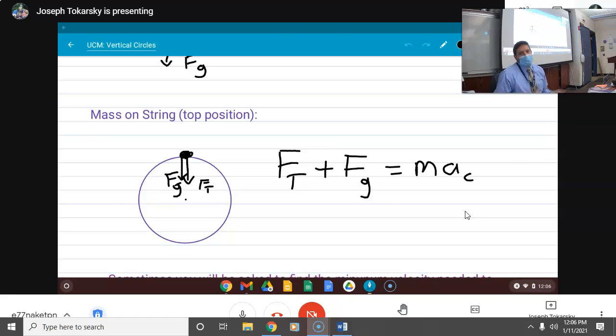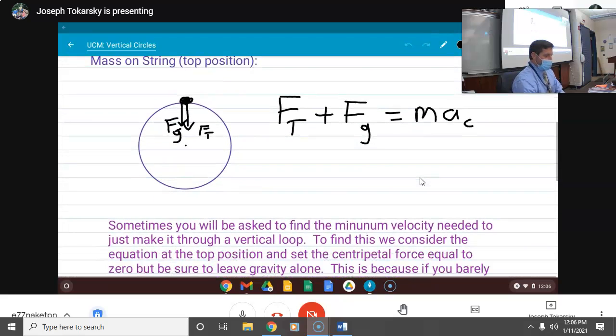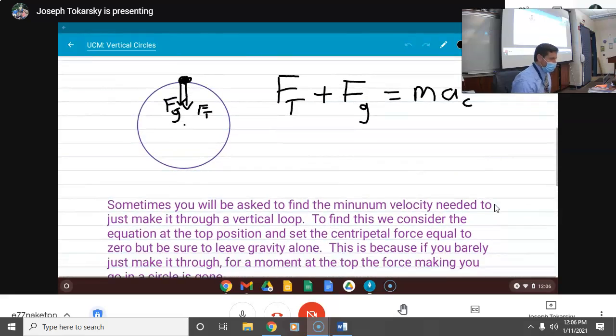So that's how, if we needed to solve for that tension, or in the case of this one, if that's the track, it's the normal force plus the weight, and solve for it. But like I've been saying, we are often asked to find the minimum speed necessary to make it through right here. And it's kind of a big note, but I wanted to be clear on this.